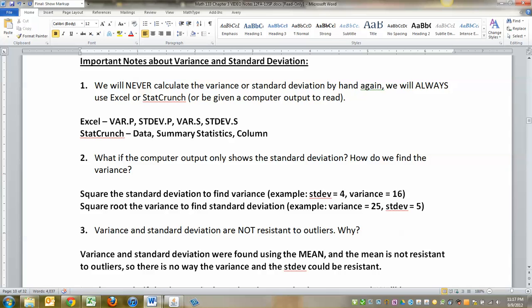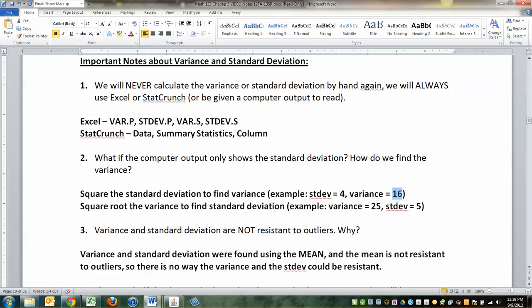That was not good English. If it shows you standard deviation, how do you find variance? Well, you square it. So if you've got standard deviation, you square it to find the variance. So if I gave you in a computer output that the standard deviation is 4, you square it, 4 times 4 makes 16, to find the variance.